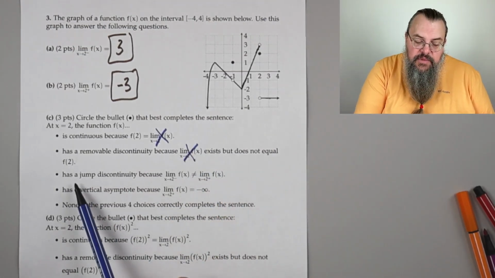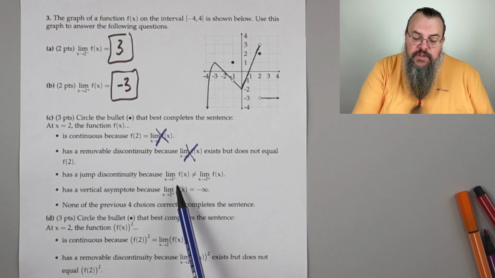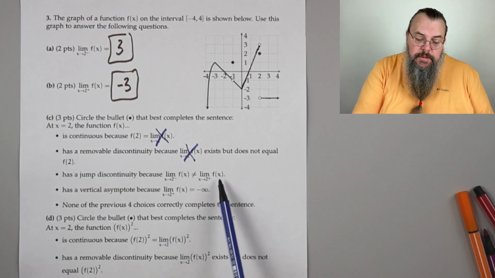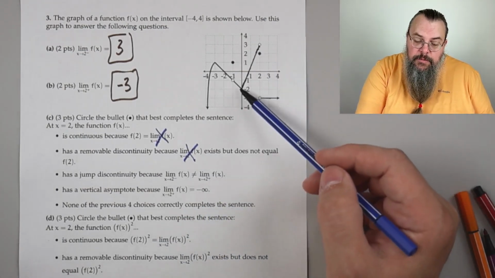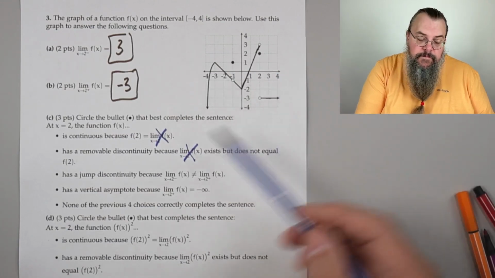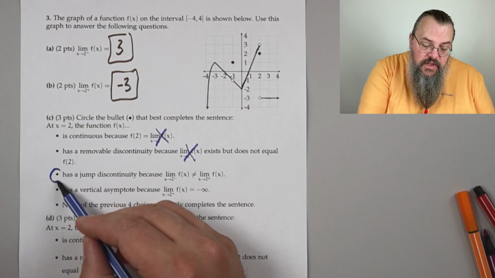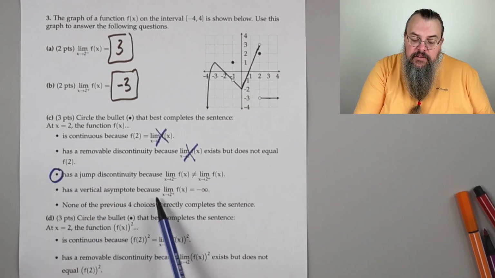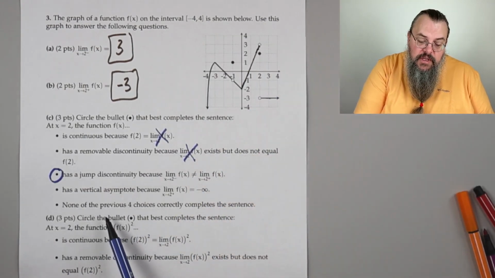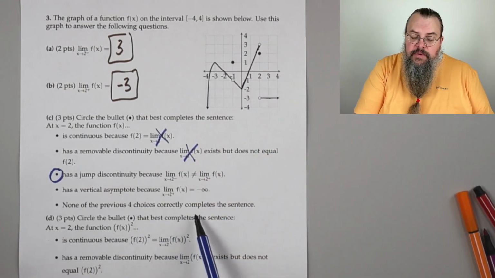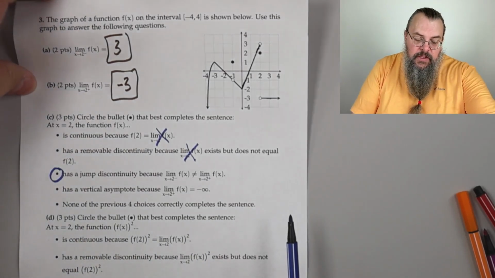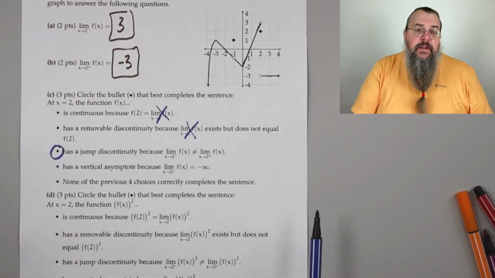Has a jump discontinuity because the limit as x approaches 2 from below is not the same as the limit as x approaches 2 from above. Well, that's true. See how when we draw, you have to lift up your pen and continue. So that is a jump discontinuity. Has a vertical asymptote? Well, no, because it's not blowing up. So that's not a possibility. And none of the previous 4 choices correctly completes the sentence. No, we found one. All right, so that's part C. Then part D. Okay.